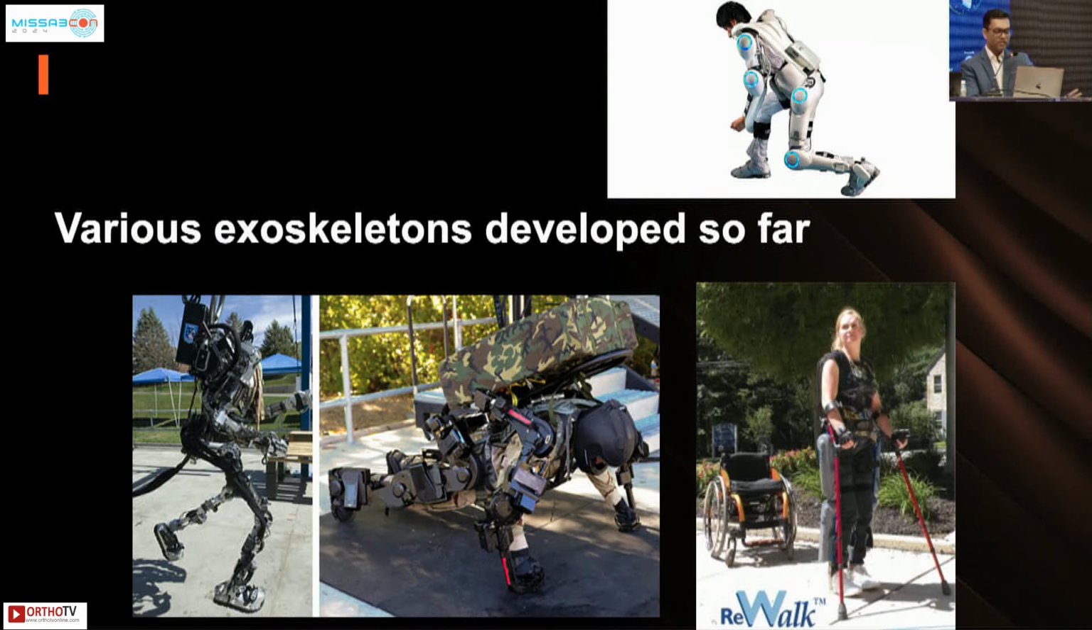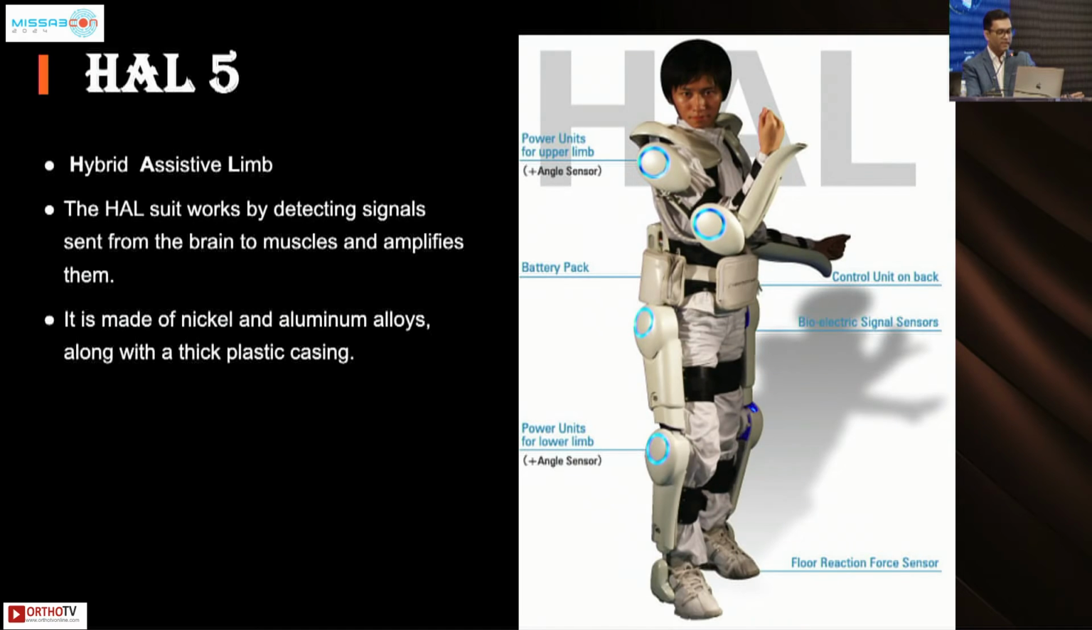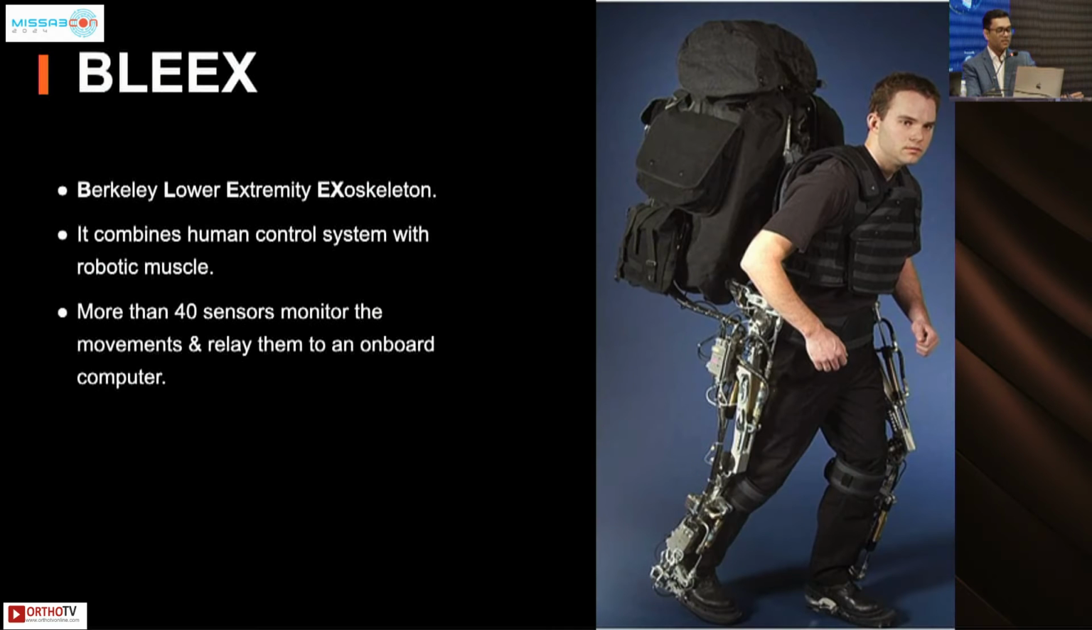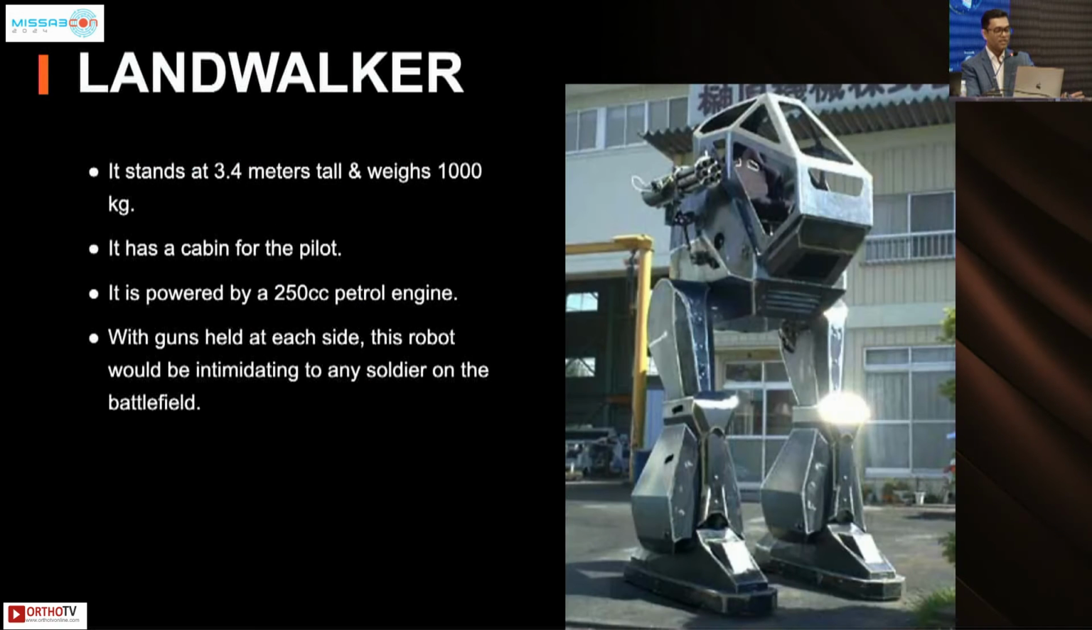The various exoskeletons developed so far include the Rex, which is 85 pounds, the HAL 5, and the Blix. Each one was developed for a specific reason. The Trojan is probably the most extensively used one, but it is used for the military. It's bulletproof, it has knives, it has explosives, and it is pretty much what you see in the movies. Like in Avatar, what you saw is a device used extensively by the US military. So these things are already in existence.